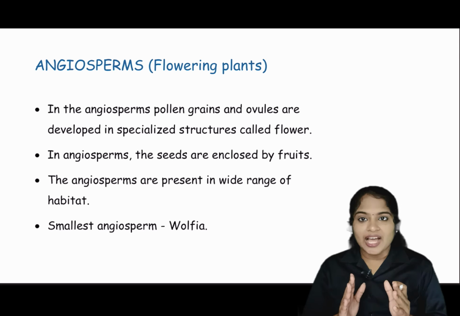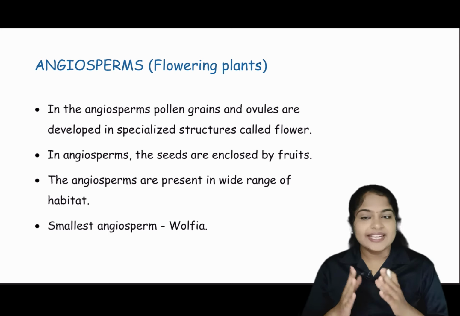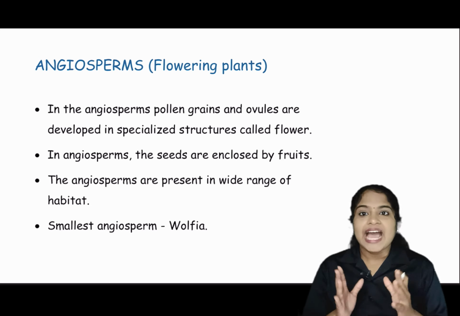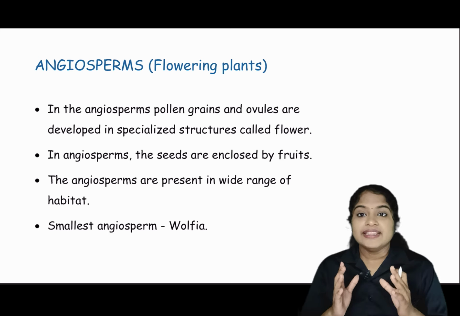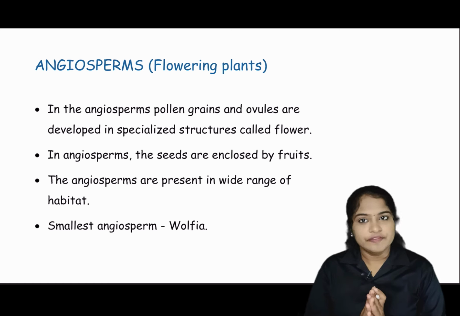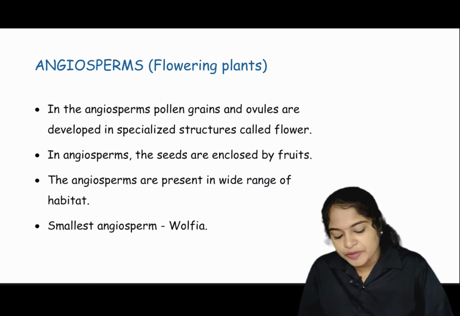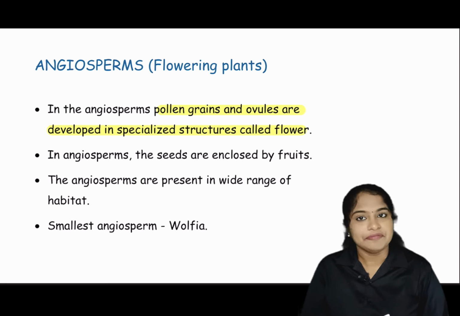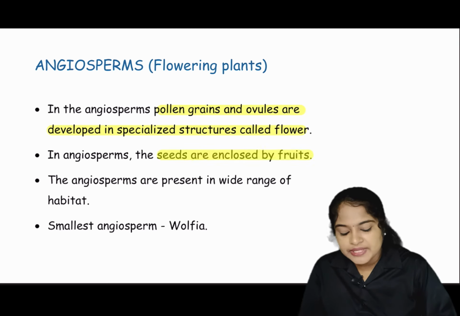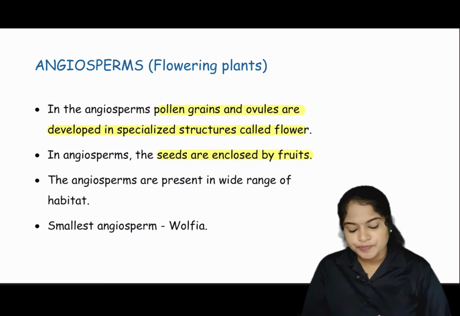Now coming on to the last division in the plant kingdom, that is Angiosperms. Angiosperms are the largest group of plants present, and they are the flowering plants. These Angiosperms produce seeds which are enclosed inside the fruit. So in Angiosperms, pollen grains and ovules are developed in specialized structures called flowers. That is why we call them flowering plants. In Angiosperms, seeds are enclosed by fruits.